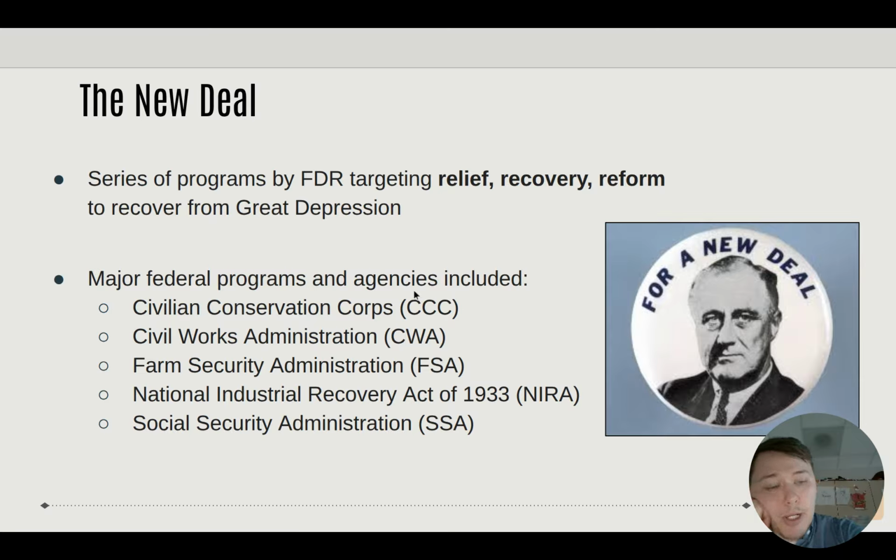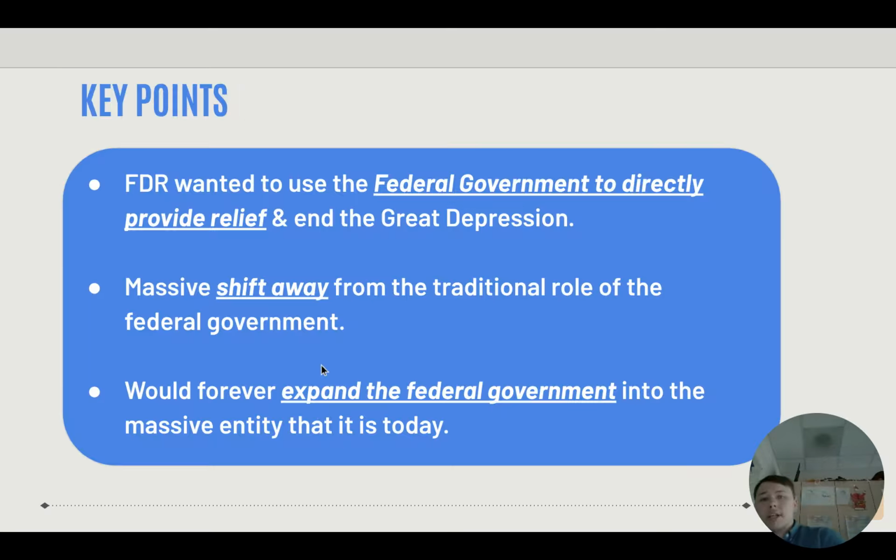The CCC puts people to work. It's like government jobs, giving them money. And the Social Security is Social Security. This is when somebody retires or can't work, the government gives them a paycheck. First time that ever happened. Anyways, so key things to remember. FDR is, for the first time, massively moving the way Americans view government. FDR is using the federal government, this thing which Americans have traditionally been so fearful of giving power to. He is going to use it to directly help the American people.